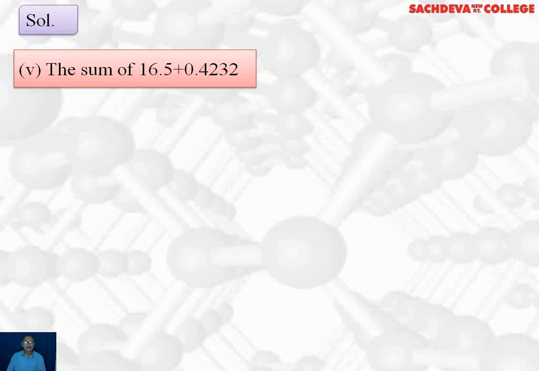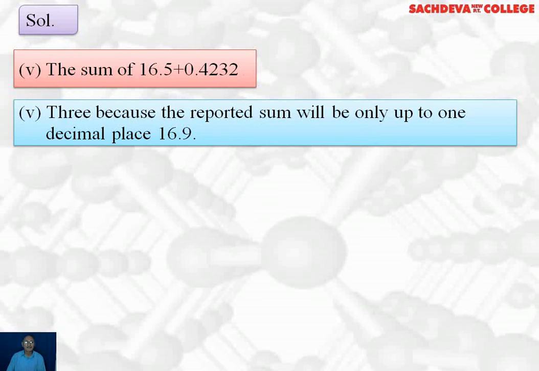Next question. In addition problems, we express the answer in the lowest number of significant figures. For example, if we want to take the sum of 16.5 plus 0.4232, after adding and rounding off, we will get 16.9, and there are three significant figures. Why have we expressed it up to three significant figures? Because the lowest number of significant figures in the given numbers is 3. So the reported sum will only be up to one decimal place having 3 significant figures.